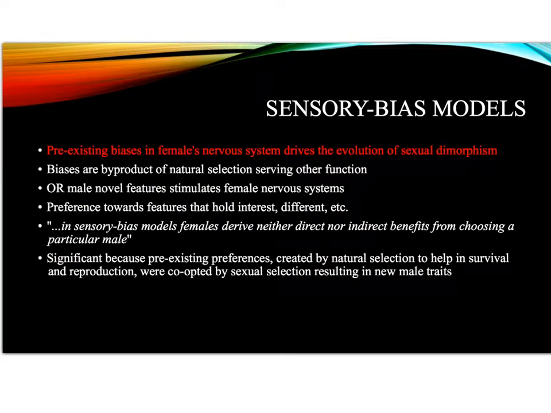In the sensory bias models, pre-existing biases in females' nervous systems drive the evolution of sexual dimorphism. Biases are byproducts of natural selection serving other functions, or male novel features stimulate female nervous systems. These preferences are toward features that hold interest. In sensory bias models, females derive neither direct nor indirect benefits from choosing a particular male. This is significant because pre-existing preferences created by natural selection to help in survival and reproduction were co-opted by sexual selection, resulting in new male traits.